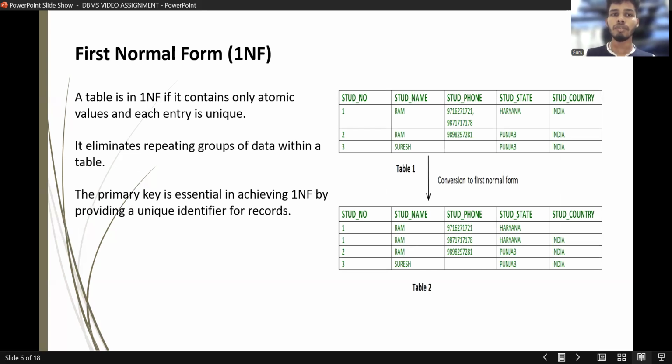A table is in 1NF if it contains only atomic values and each entry is unique. It eliminates repeating groups of data within the table. The primary key essentially achieves 1NF by providing a unique identifier for records. So 1NF will eliminate the repeating groups of data within the table. In this example, if the student name Ram appears 2 or 3 times, it will eliminate the repetition and give student number 1 for Ram, a second one for Ram, and the third one for Suresh. So this is one example of 1NF.